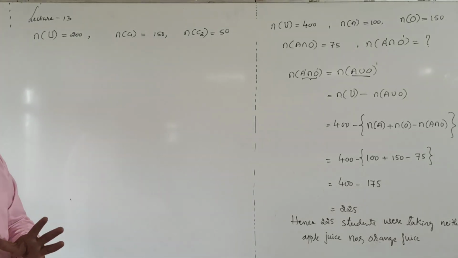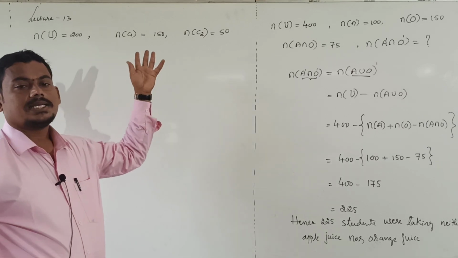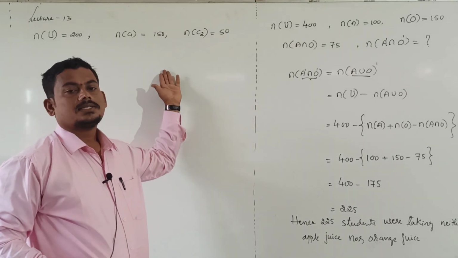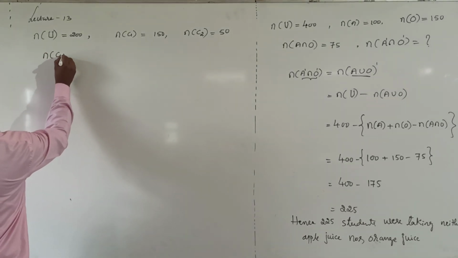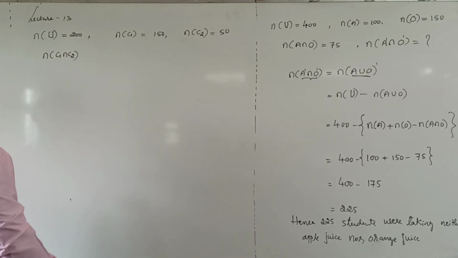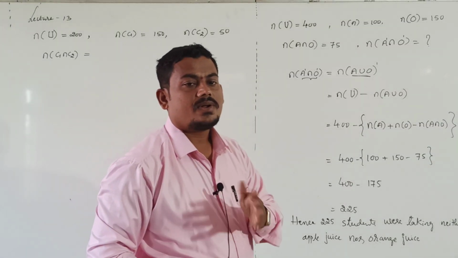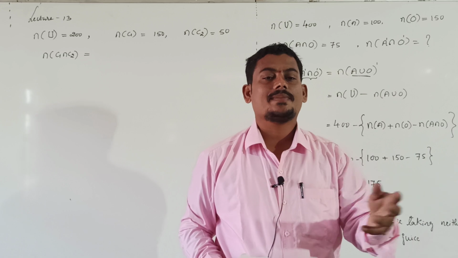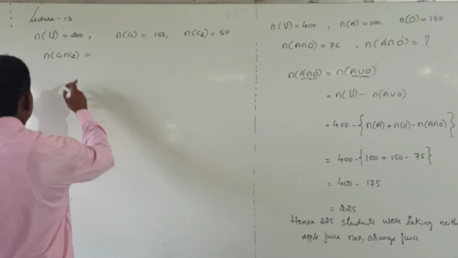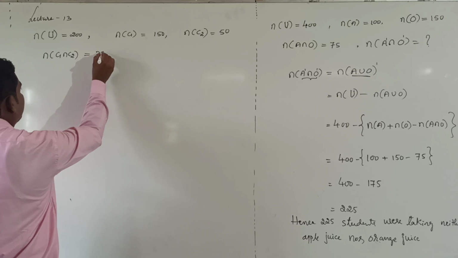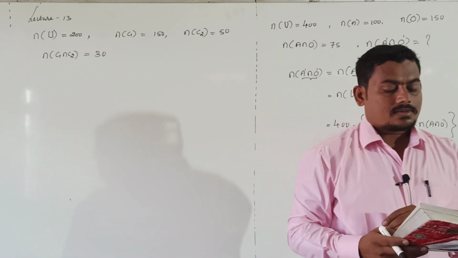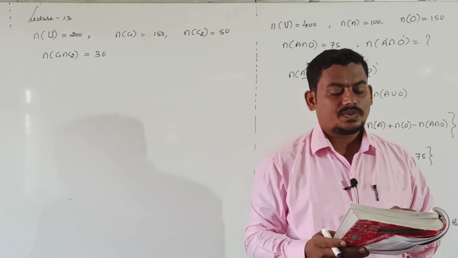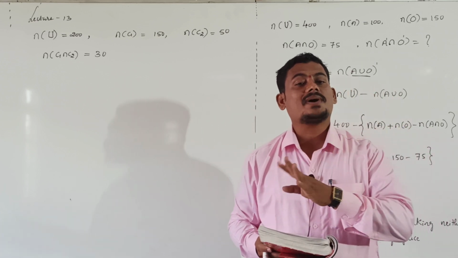And among these, 30 are because of both the chemicals, n of C1 intersection C2. The number of individuals suffering from a skin disorder because of both the chemicals, that is n of C1 intersection C2, is 30. The first question is, find the number of individuals exposed to chemical C1 but not chemical C2.